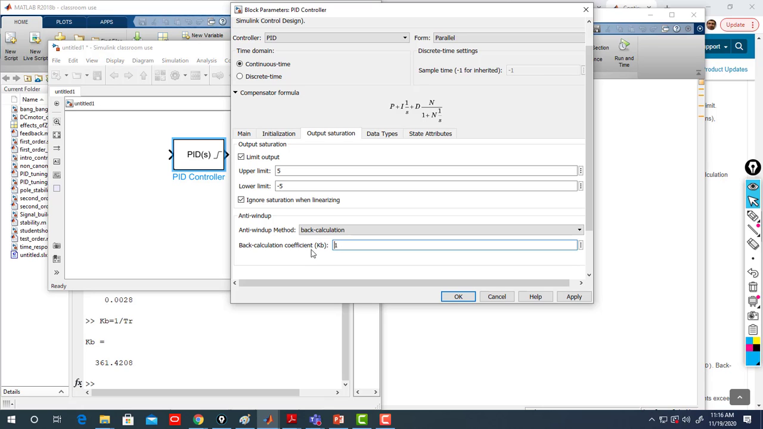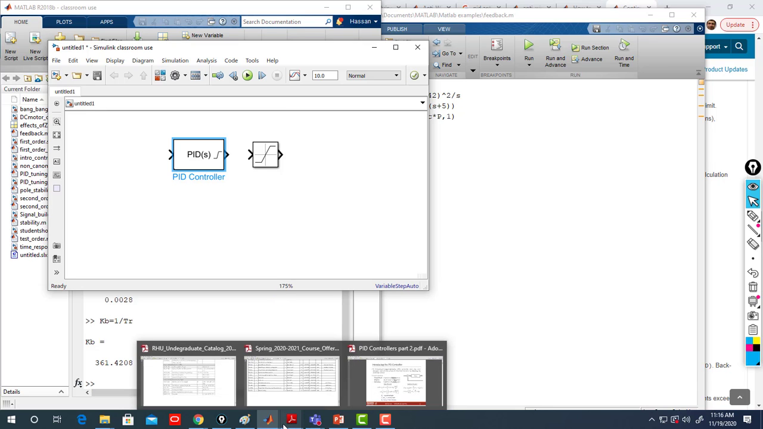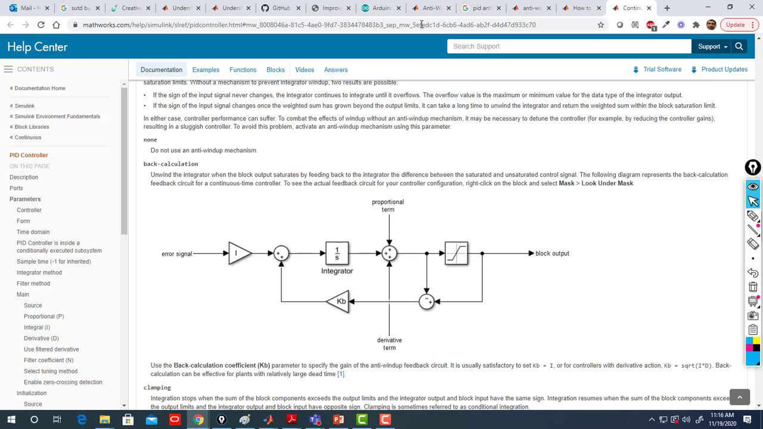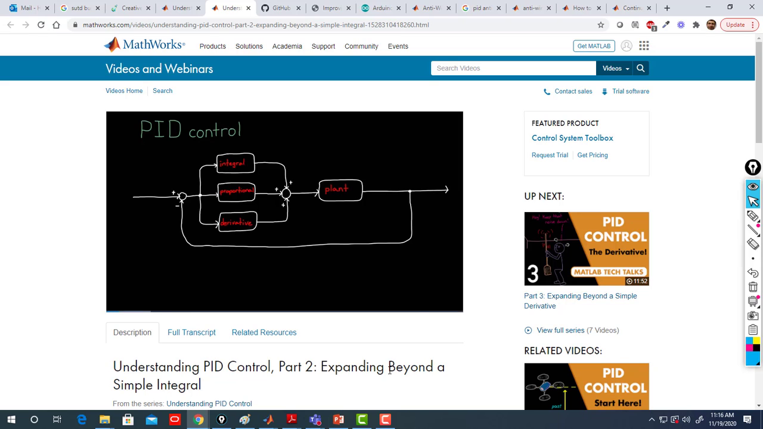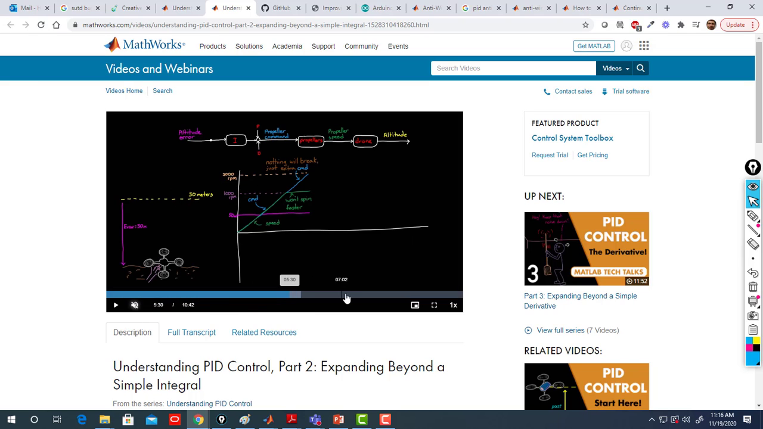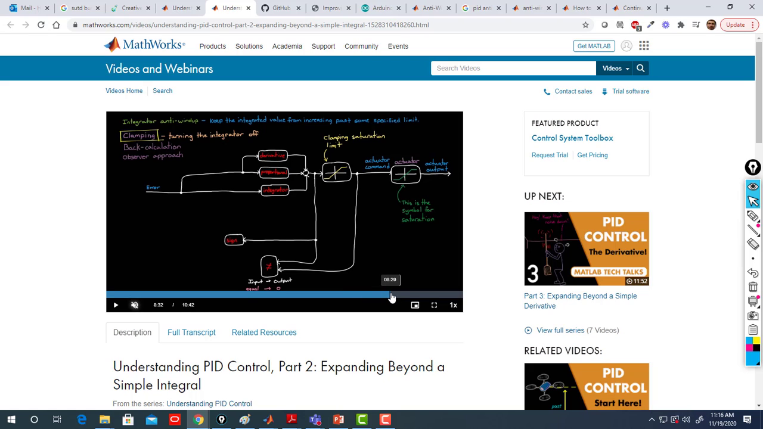In this case, we complete the back calculation coefficient, as you saw in the lecture, or the clamping, which we didn't see in the lecture. Clamping. What is the clamping? Basically, clamping is about clamping the integrator, like cutting the integrator off. That's what clamping is about. In our video, he's talking in detail about the clamping approach. Okay, so you can see how it's implemented.